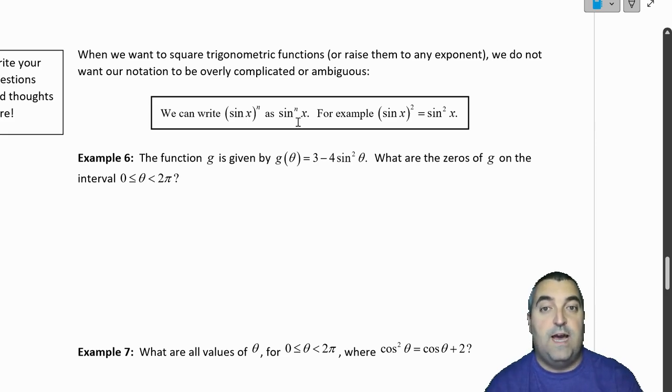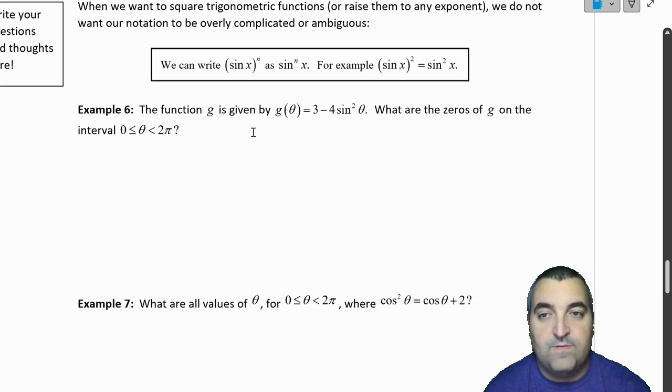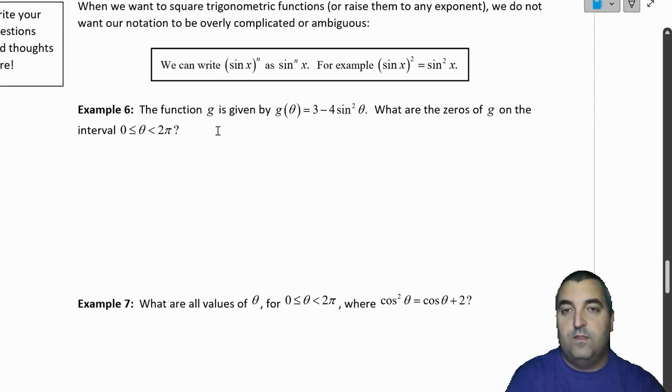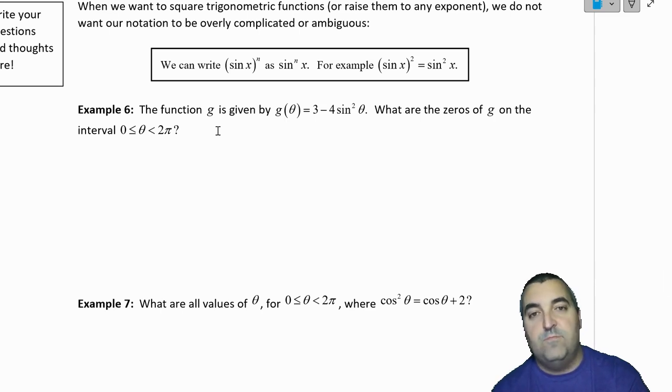So here you can see it's sine to the nth of x, because you don't want to think, okay, am I raising x to that power, or am I raising the sine of x to that power? So we lose that ambiguity by just putting the power in after the trig function and before the x. So you can see here, sine of x all raised to the second is the same as saying sine squared x. So let's do an example where we have some squaring, because the work is actually very algebraic until the very end, and then you worry about the trig.